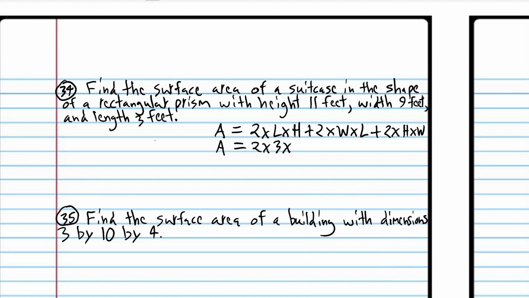3 is the length. The height is 11. Width is 9. Length is 3. Height is 11. Width is 9. So all I did was just plug in the numbers there. All right, 3 and 11. I want to make sure I'm plugging all these numbers in. There's a huge potential to make a mistake here, plug in the wrong number. I think I got those all plugged in correctly.